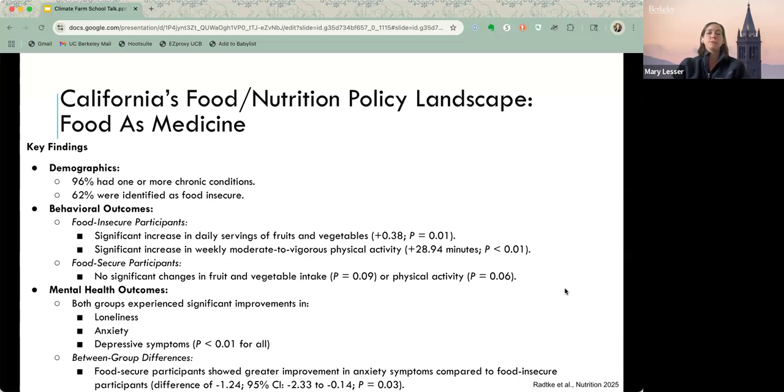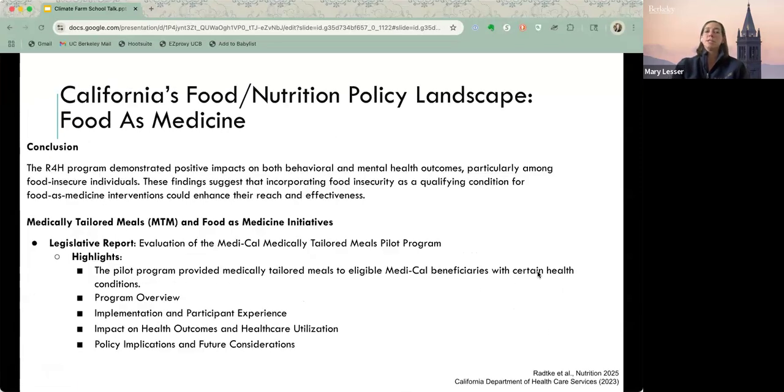For mental health outcomes, both groups experienced significant improvement with loneliness, anxiety, and depressive symptoms. And then there were some between group differences. Those that were food secure did show greater improvement in anxiety symptoms compared to the food insecure participants. So in conclusion, the Recipe for Health program did demonstrate positive impacts on both behavioral and mental health outcomes, particularly for those who were identified as food insecure. Findings suggest that incorporating food insecurity as a qualifying condition for food as medicine could enhance the reach and effectiveness.